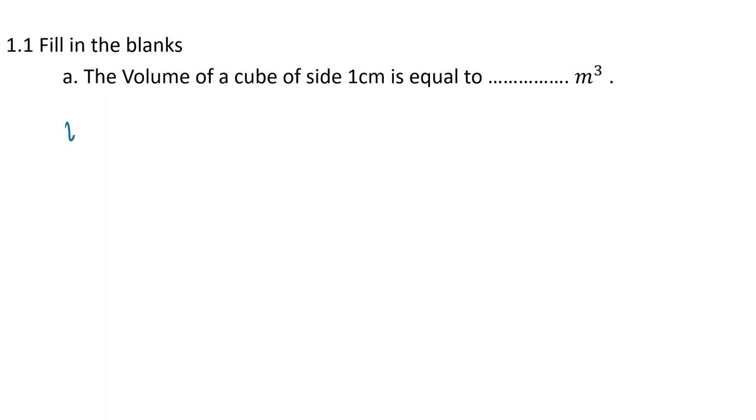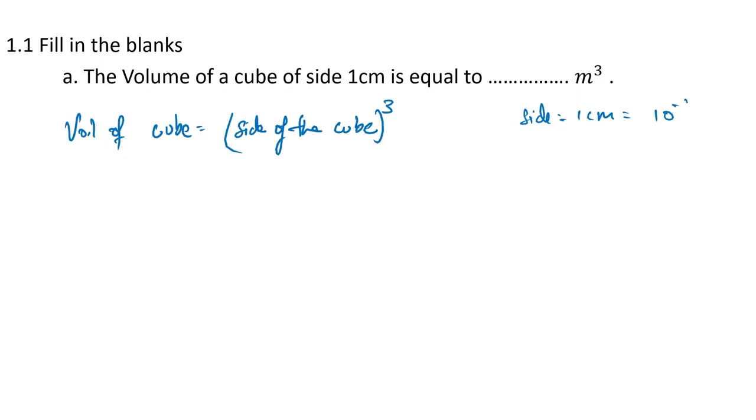So we all know that the expression for the volume of a cube is the side of the cube, whole cube, and the side of the cube is given as 1 centimeter. So first we will convert this centimeter to meter, which is equal to 10 raised to the power minus 2 meter. Now on substituting, we will have 10 raised to the power minus 2 meter cube, which will result in 10 raised to the power minus 6 meter cube. That will be the volume of the cube.